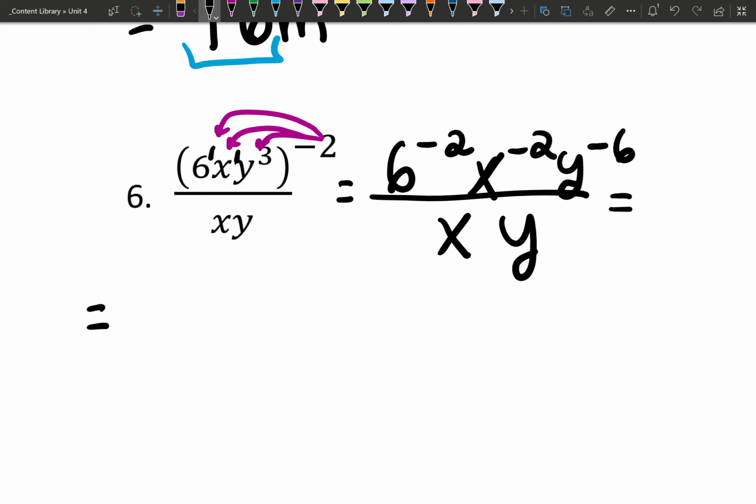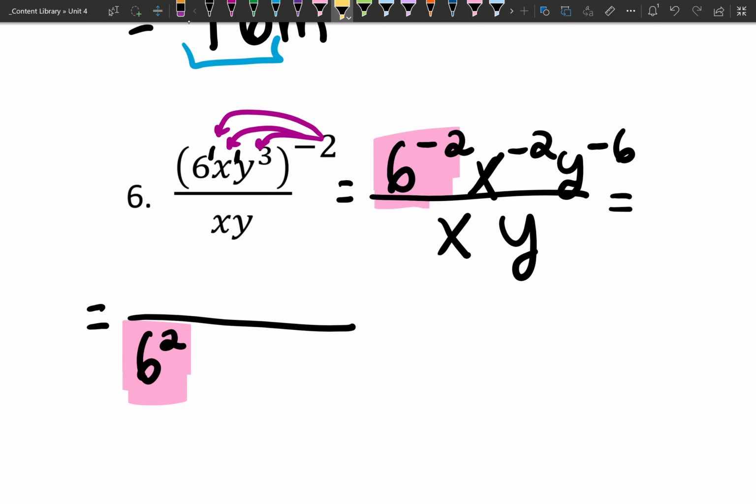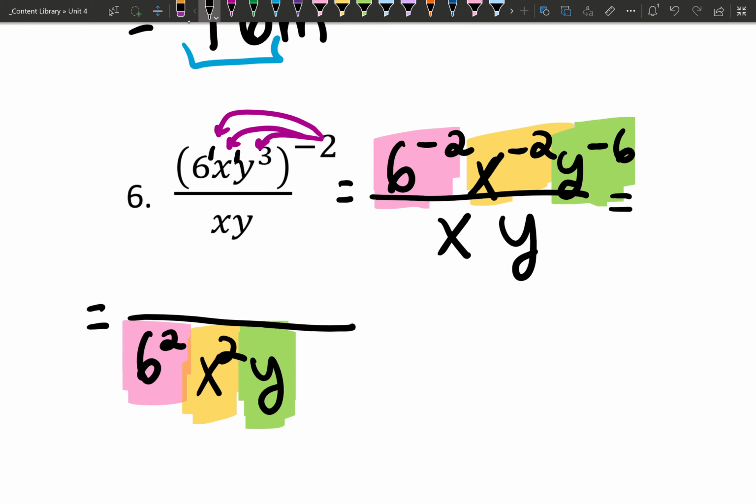What I'm going to do next, I don't like seeing those negative exponents. I'm going to flip them. Let's do it. 6 to the negative 2 belongs on the bottom as 6 to the positive 2. X to the negative 2 belongs on the bottom as x to the positive 2. Y to the negative 6th belongs on the bottom as y to the positive 6th. There's nothing left on top. But really what's left on top is 1 by itself. There's always that invisible 1. And we still have times xy on the bottom.